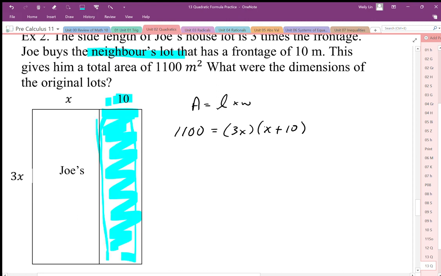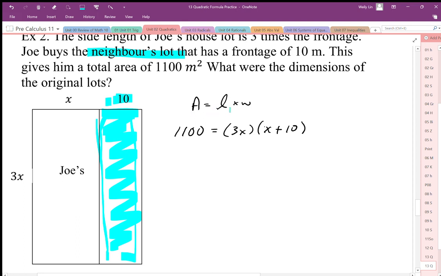this extra 10 meters here, this piece here. So that's extra area that he's going to get from an extra 10 meters of frontage, and this gives him a total area of 1100 meters squared. So again, the question is asked, what's the dimensions of the original lot? So we have this x. If we solve for x, we can find those dimensions.